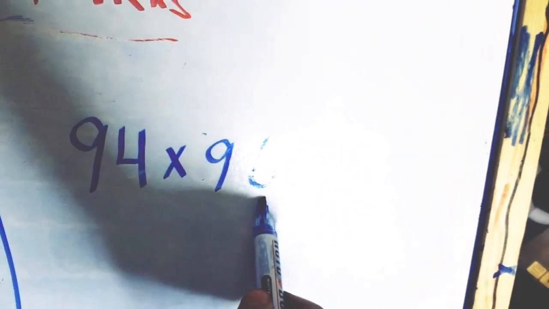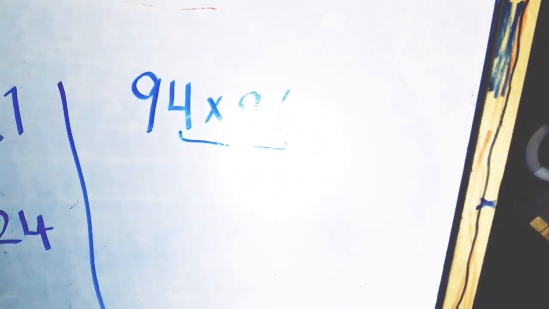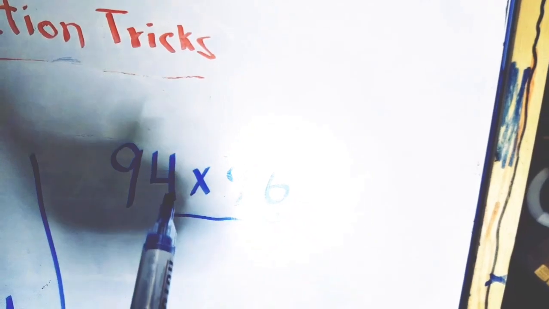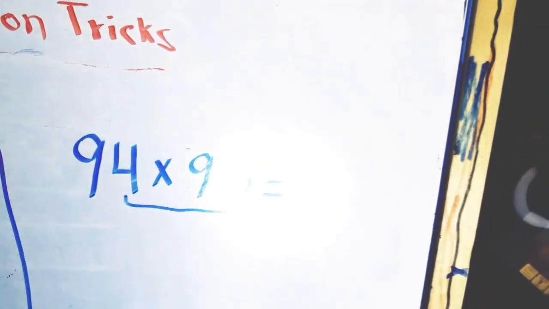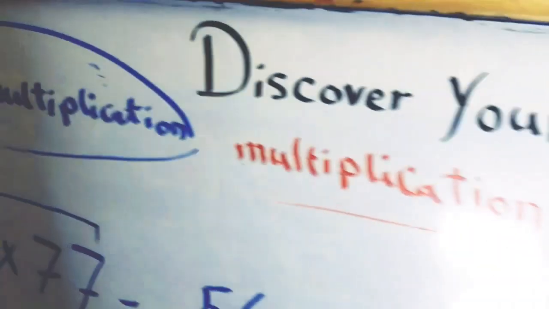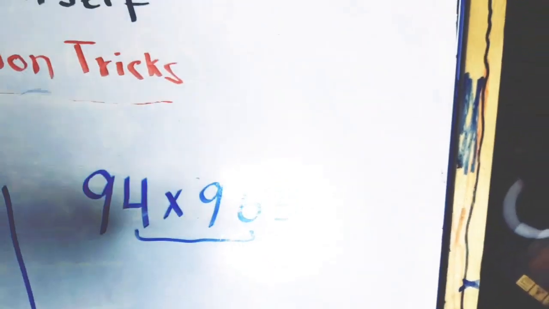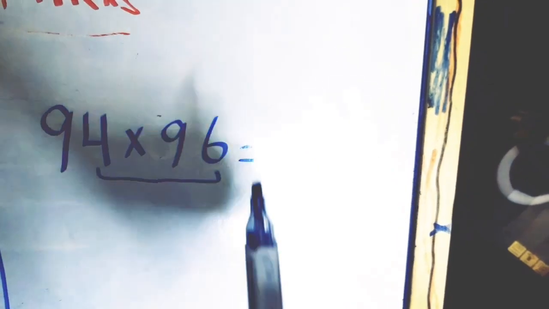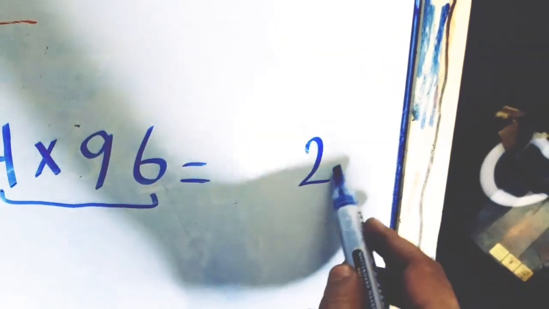We look at the digits. Of course, we can easily find out that the sum of both units digits is 10. This is very important for understanding this case. So we multiply the digits by themselves. We multiply 4 by 6. 4 times 6 equals 24.